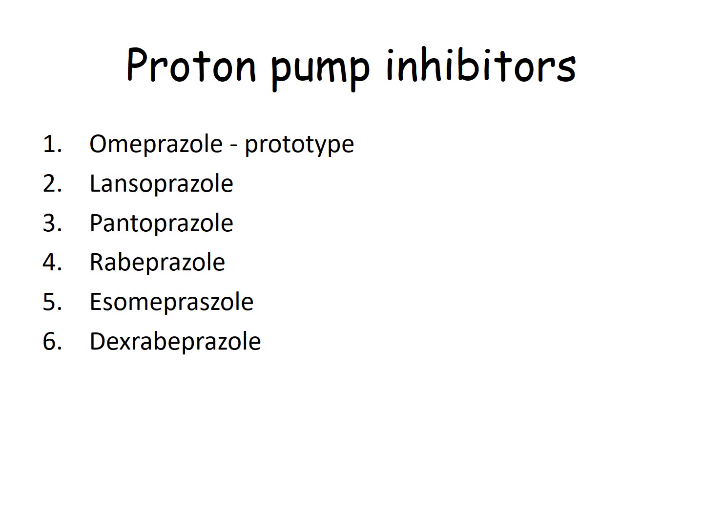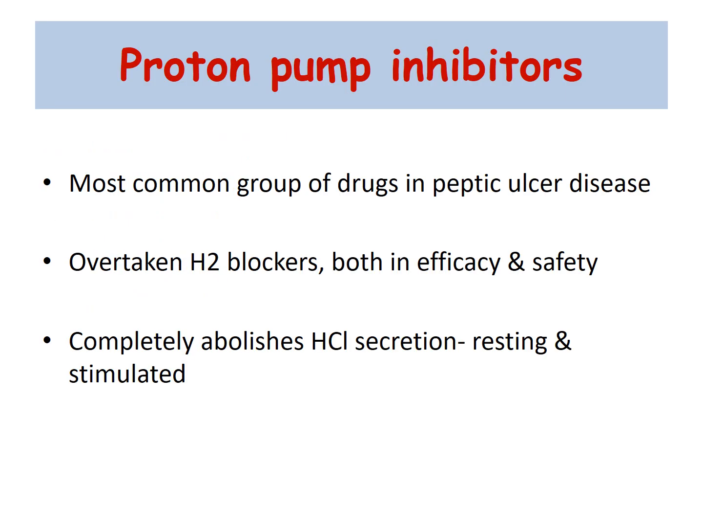Now the first group, our proton pump inhibitors. The drugs are Omeprazole, Lansoprazole, Pantoprazole, Rabeprazole, Esomeprazole, Dexrabeprazole. Out of that, Omeprazole is the prototype drug, so we will be discussing the features of Omeprazole. Proton pump inhibitors are the most common group of drugs used in peptic ulcer disease. They have overtaken the H2 blockers due to their efficacy and safety. In the initial days we were using H2 blockers; now we prefer proton pump inhibitors because they are highly efficacious and also very safe.